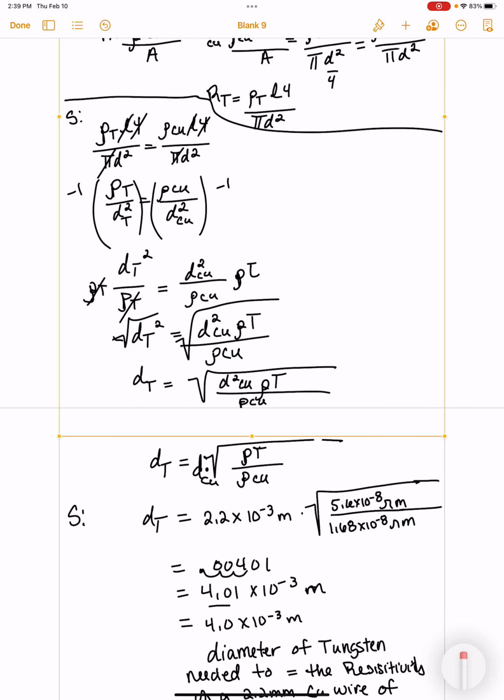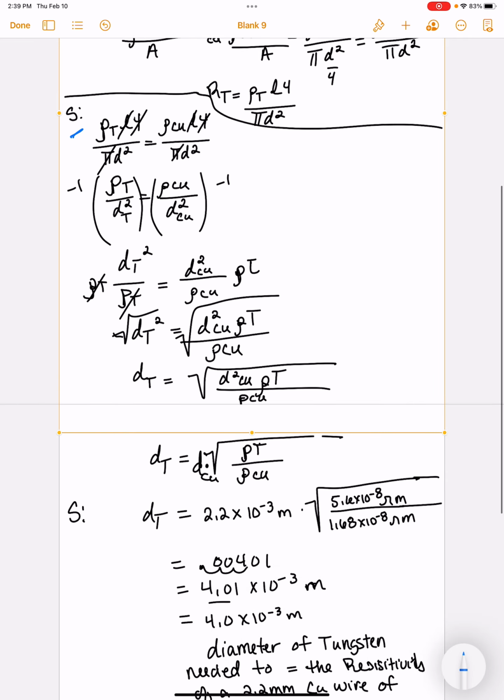Now we have S, the solve step, so we are going to substitute in some values into our equations. I like to solve symbolically first; I found in physics that is the way to go. So we have the two equations up here, and we're going to set them equal to each other, because we want them to be equal. The resistivity of tungsten times the length times 4 divided by pi d squared is equal to the resistivity of copper times the length times 4 divided by pi d squared.